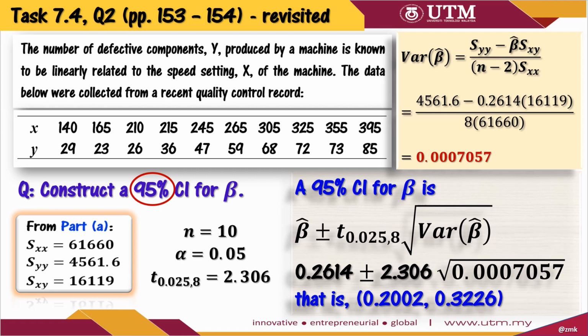0.2002 and 0.3226. Based on this confidence interval, you can be 95% confident that the slope is linearly positive, indicating a positive linear relationship exists between the number of defective items produced by the machine and the machine speed.